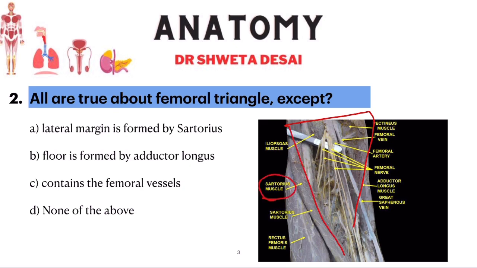So here in this diagram you can see this one is the femoral triangle and this lateral boundary is made up of the sartorius muscle and this adductor longus muscle forms the floor of the femoral triangle. These all are the contents: femoral artery, femoral vein and femoral nerve. So here the correct answer is D, none of the above.